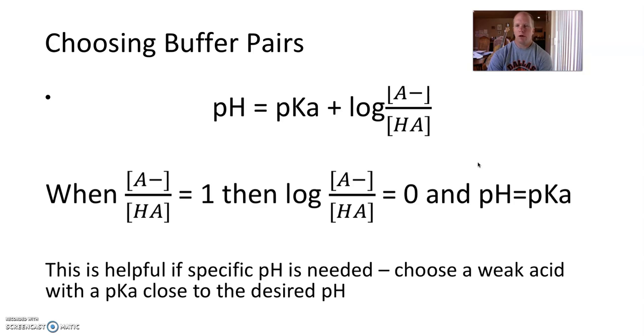If you go on Google and type in pKa table for acids, you'll get a whole list of acids that have pKa's that range from into the negatives all the way up to 10 or 11. And so we can choose a weak acid for our buffer solution that's going to be close to our desired pH.